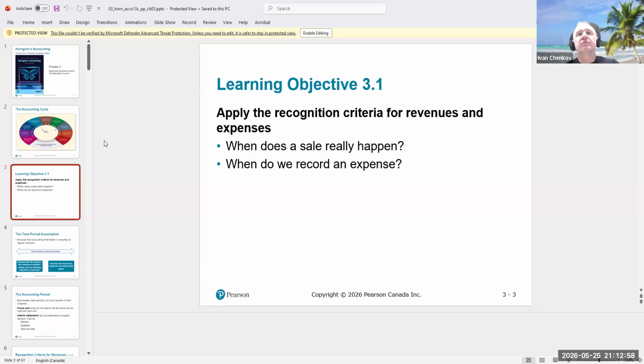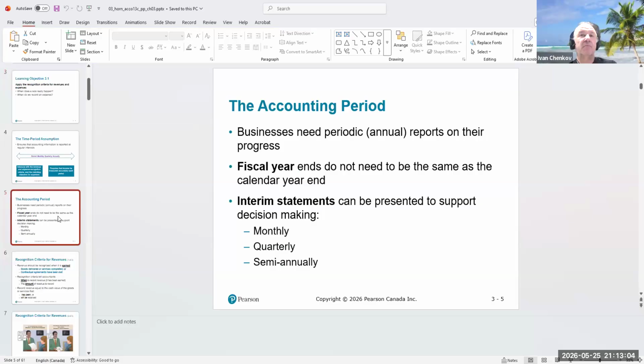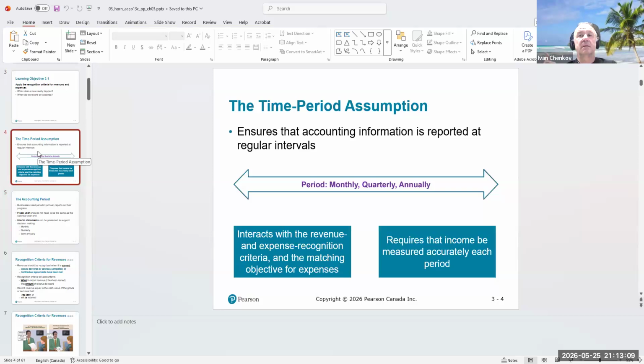So for that reason, we have to think about when the sales actually happen and when the expenses actually happen. Is it when we pay it, or is it when we get the items for the expense or when we provide the service for the revenue?